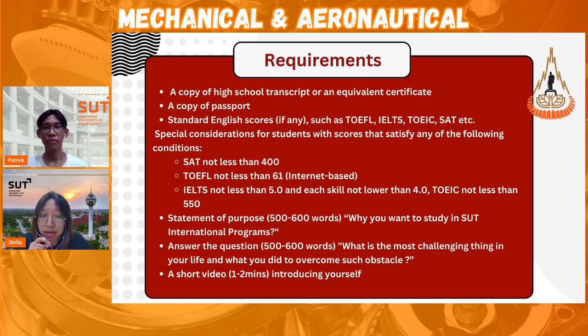Then you might need to write a statement of purpose about why you want to study in SUT international programs, around 500 to 600 words. Another one, you have to answer the question, what is the most challenging thing in your life and what did you do to overcome such obstacles? That one is also around 500 to 600 words. Lastly, a short video of around 1 to 2 minutes introducing yourself. So these are the documents and video you need to prepare to apply for the Royal Scholarship 2025.